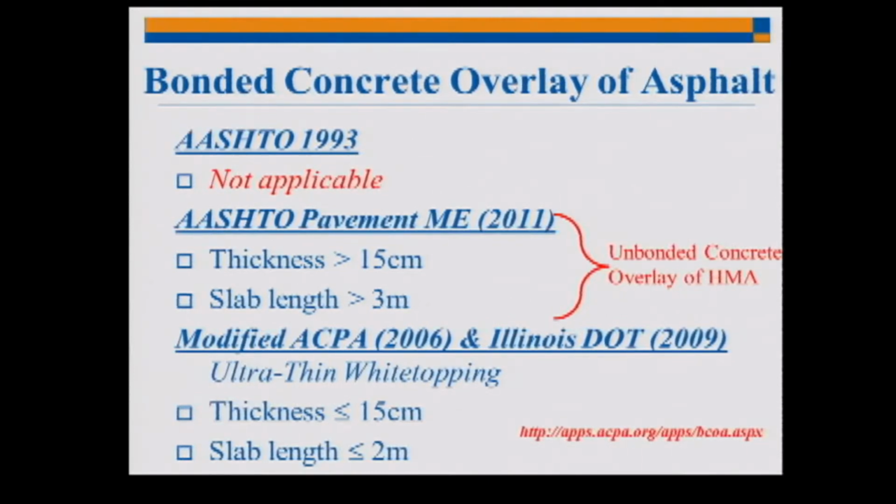So that's one of the limitations of these two newer AASHTO methods. They require the slab be 6 inches thick, 15 centimeters, and the slab has to be at least 3 meters long, or you can't use the design method. So you have to go to some other approach.